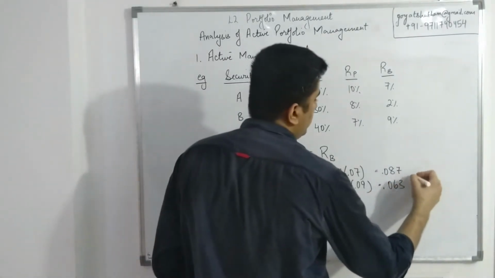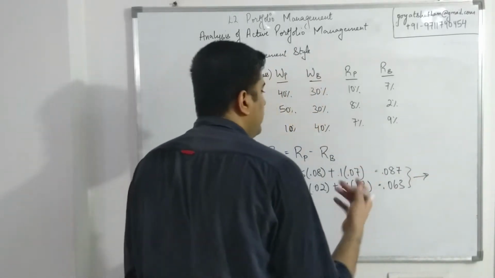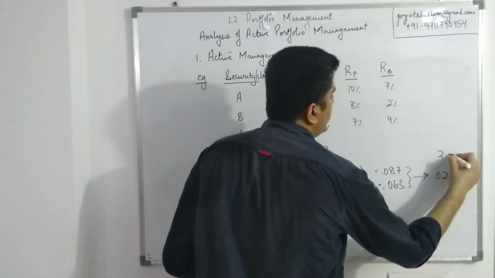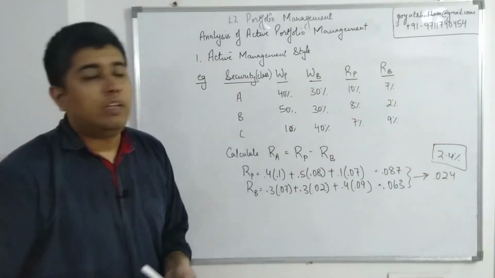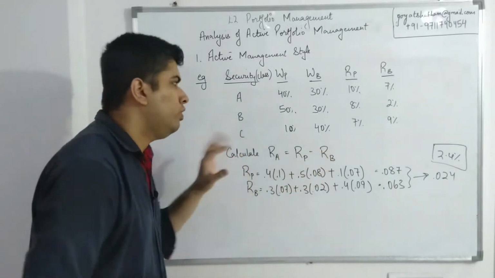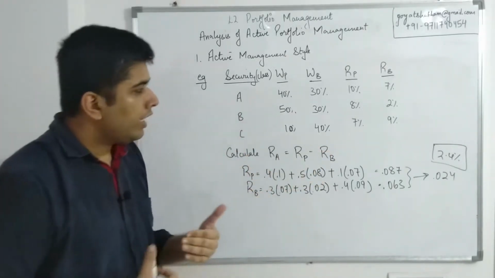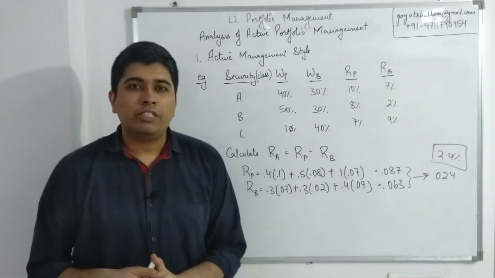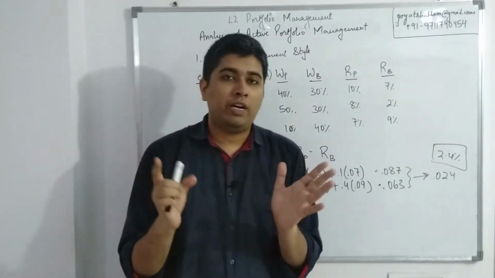If you calculate the difference of both of these, return on portfolio and return on benchmark, it is 0.024 or 2.4%. This is my active return. This calculation is fairly straightforward. Nothing new came up. The only new element is that the question can ask you, out of this 2.4%, how much is due to asset allocation and how much is due to security selection. So there are two parts.